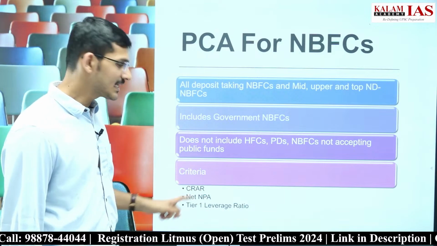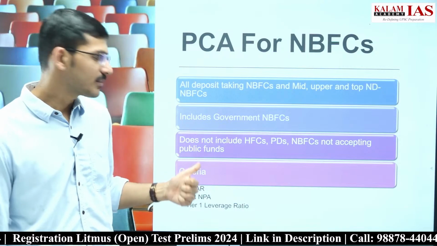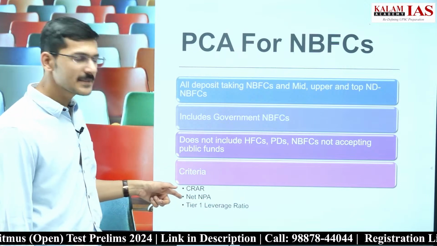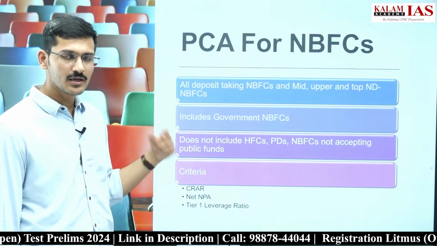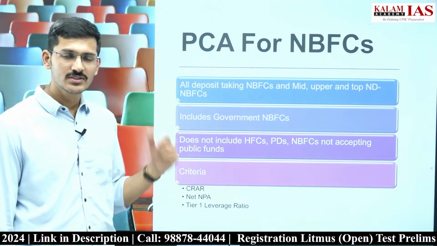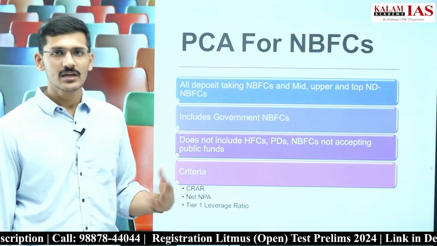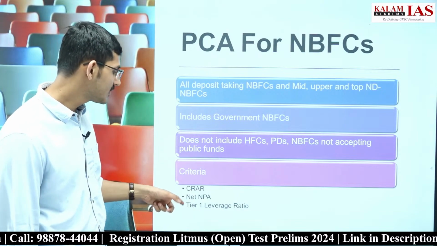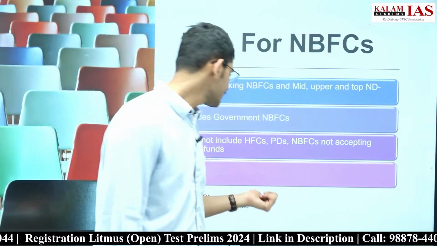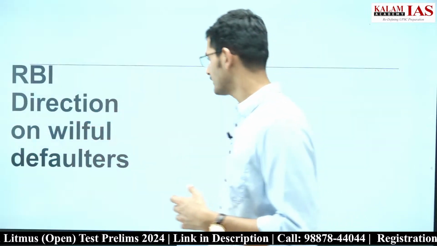Here there is net NPA. In the PCA framework for banks, the RBI had criteria of gross NPA. Here the criteria is net NPA. So the capital to risk weighted asset ratio is the same in both NBFCs as well as banks. Then we have the NPA criteria. There it was gross NPA, here it is net NPA. And instead of return on assets, the third criteria here is tier 1 leverage ratio. So these are the three criteria for the PCA framework for NBFCs.